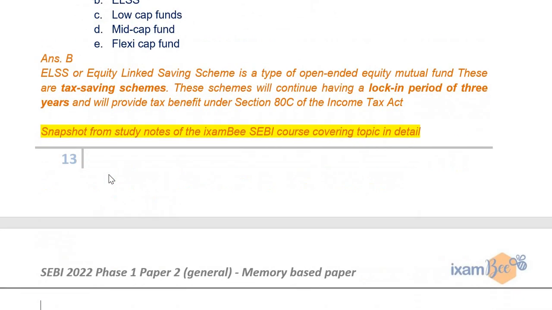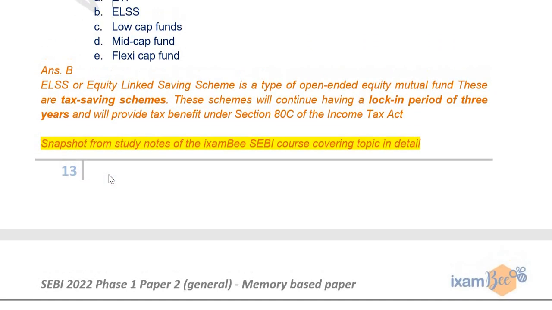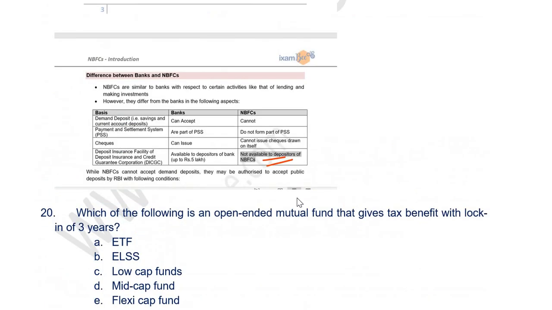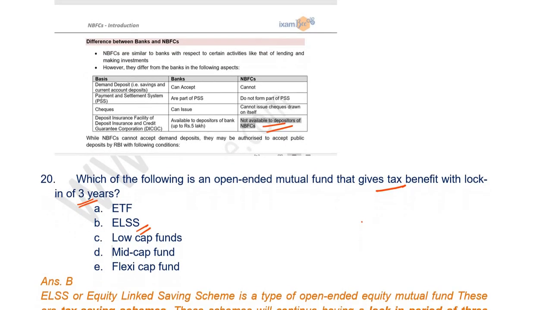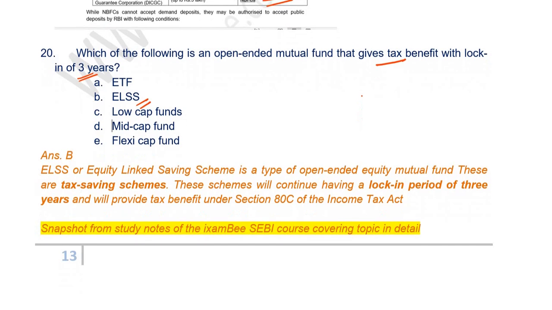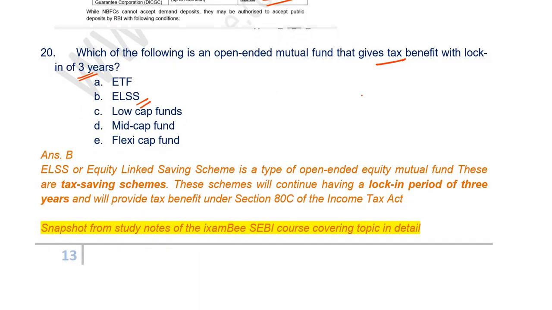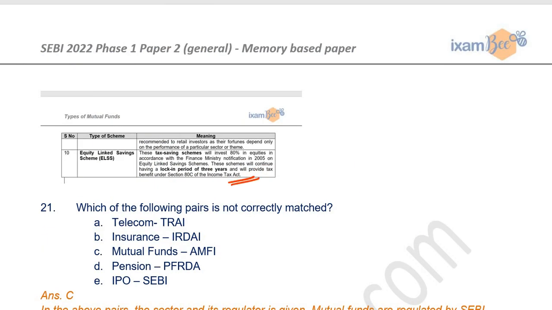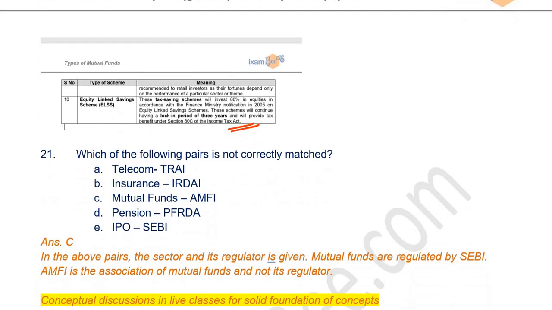Next question related to a mutual fund, where you had to identify which type of mutual fund actually has tax benefit and also has a lock-in period of 3 years. A very simple question. The Equity Linked Savings Scheme, also known as ELSS, is the mutual fund that gives the tax benefit. For all others, you are liable for capital gains taxes if so made. Only for ELSS, it is a tax savings instrument among mutual funds at ixamBee.